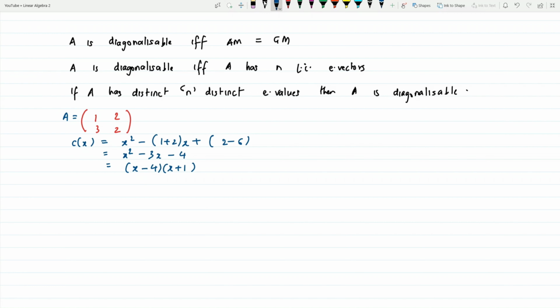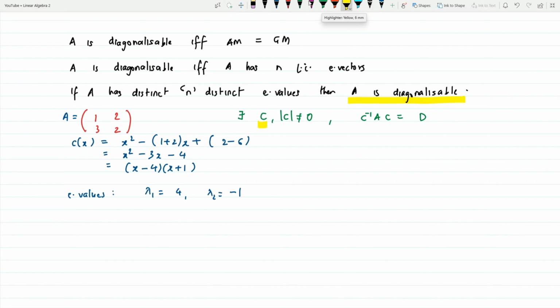Thus, it can be seen that the eigenvalues of A are lambda 1 equal to 4 and lambda 2 equal to -1. Since A is a 2 by 2 matrix and we have got two distinct eigenvalues, using the third result, we can clearly say that A is diagonalizable. So since A is diagonalizable, by the earlier definition there exists a non-singular matrix C, that is, determinant of C is non-zero, such that C inverse A times C is going to be some diagonal matrix D. Now we are left to find the matrix C.